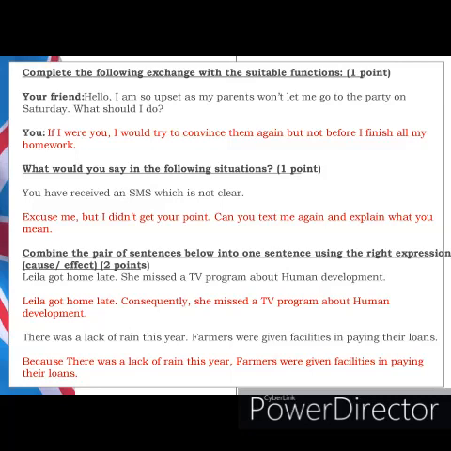So you can simply say I advise you to do. You'd better do. You've got all the expressions that we have learned together in the classroom. But let's see this example. If I were you, I would try to convince them again, but not before I finish all my homework. So this is just an example. As I always tell you, in functional practice exercises, students or learners are free to include any expression of their choice to express themselves the way they would like to. It's a communication task basically, right?